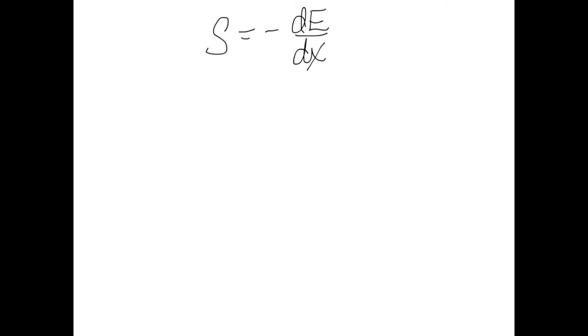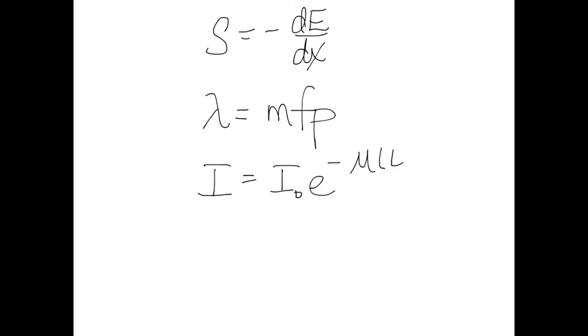Now, you remember we also talked about this concept of mean free path, and we said that lambda is equal to the mean free path. And we had this idea that if I had a source intensity that I was trying to measure through an absorber, I could say that my intensity through the absorber was whatever my initial intensity was, I naught, times e to the minus mu of E times t, where t is the thickness, and mu is my attenuation coefficient, where I can also say that mu is equal to 1 over the mean free path.